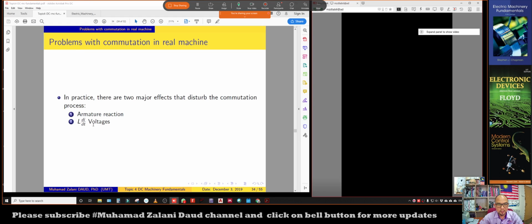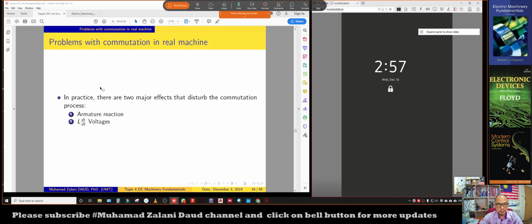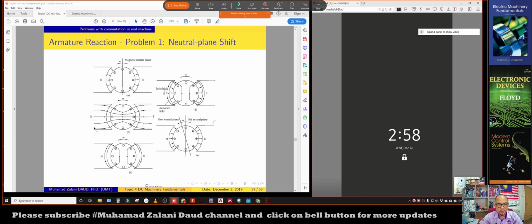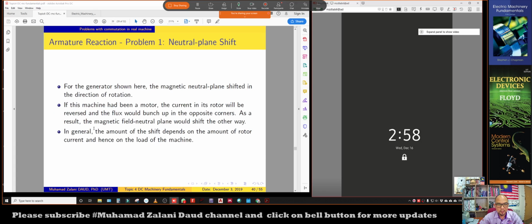When we talk about a DC machine, it involves the current that we supply to the machine. When the current passes from the brush to the commutator, some spikes will be induced. So the commutation process will experience some problems that we are going to discuss later. One of the problems is related to armature reaction, and also the problem in terms of L di/dt voltages. We are going to discuss this part in our next meeting.